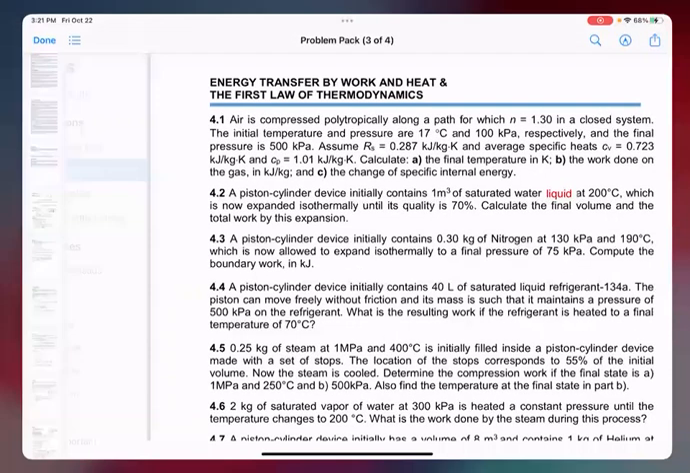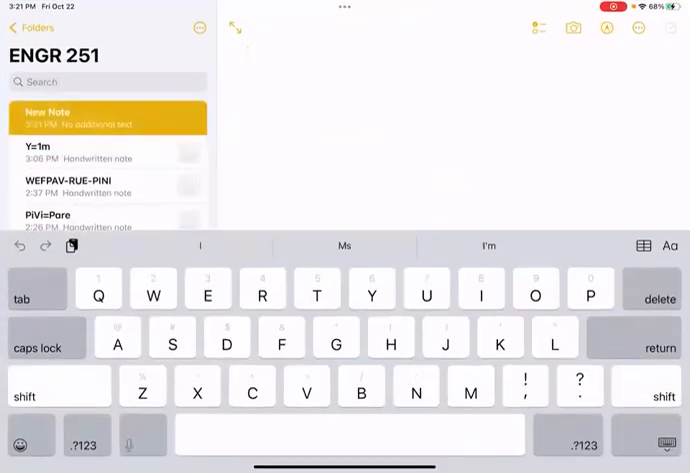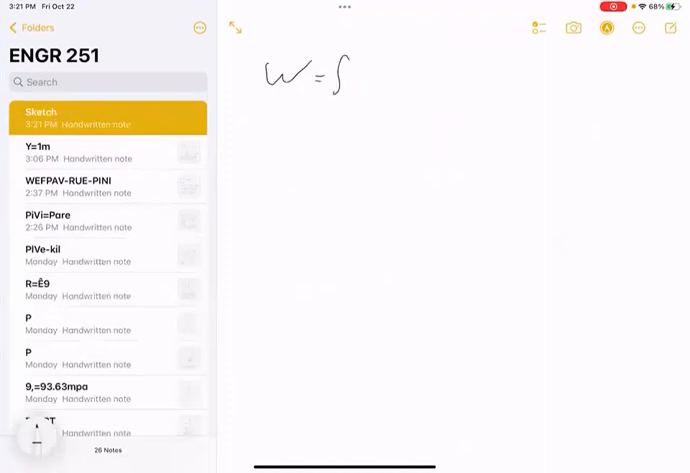So we just have to find the work. Let's start from the most basic way we can do this. Work is the integral from 1 to 2 of P dV. Now we can't just pull out P like last time because pressure is not constant. The question tells us that the pressure is going from 130 to 75. It's changing, so it's not a constant, and we can't just pull it out.